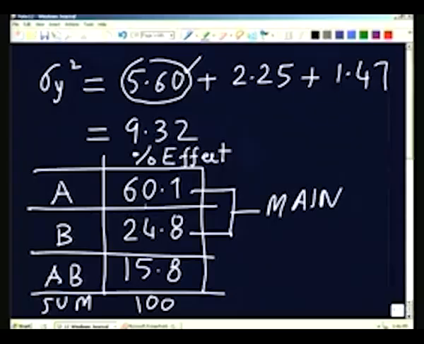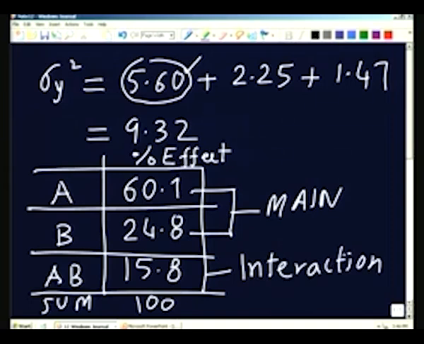Main effects are 60 plus 24, 84.8%, and the interaction effect is about 15%. So, this is not necessarily ignorable or negligible in this particular case. Therefore, in this particular experiment or in this particular process, the speed, the depth of cut and the product of these two are all playing a significant role.